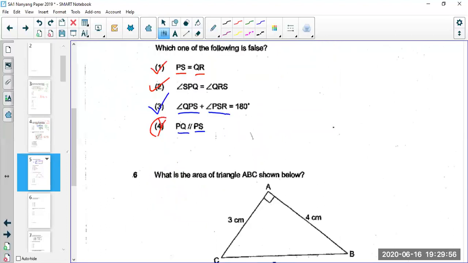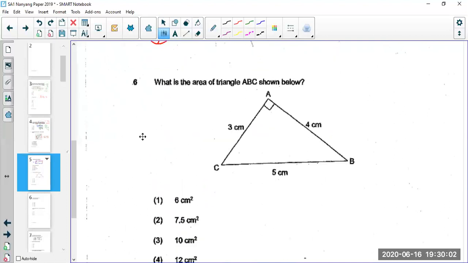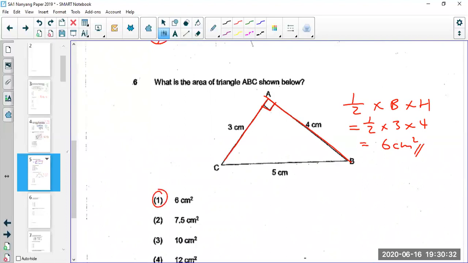So answer number 4. And so what is the area of the triangle below? Now, to find the area, you must know your formula. Half times base times height. All right, this formula you have to remember forever. Don't forget. And the base must be at right angle to the height. So look for a right angle box. And the two lines that form a right angle are the base and the height. So you have half times 3 times 4. So 3 times 4 is 12. 12 divided by 2 will give you 6 cm squared. So the area of the triangle is 6 cm squared.